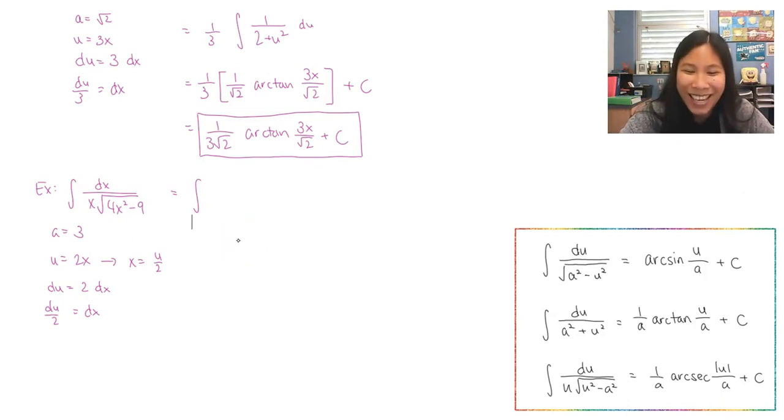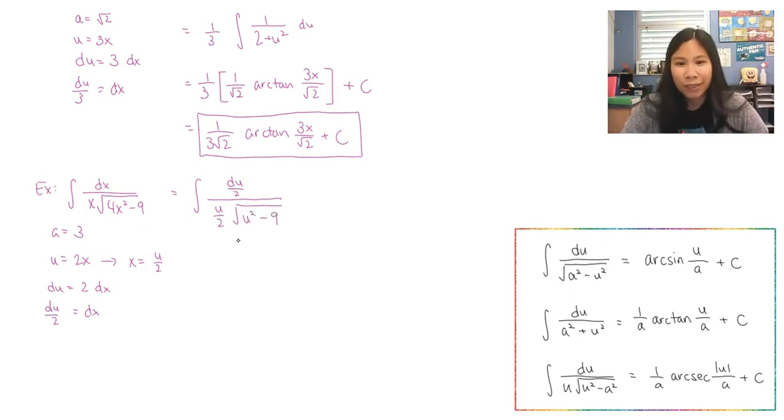So on top, dx, I'm going to rewrite as du over 2. Hopefully the sound didn't make too much of a difference. Oh well. And then the x we're rewriting as u over 2. And then inside the square root we have u squared minus 9. Okay, so now everything's in terms of u.